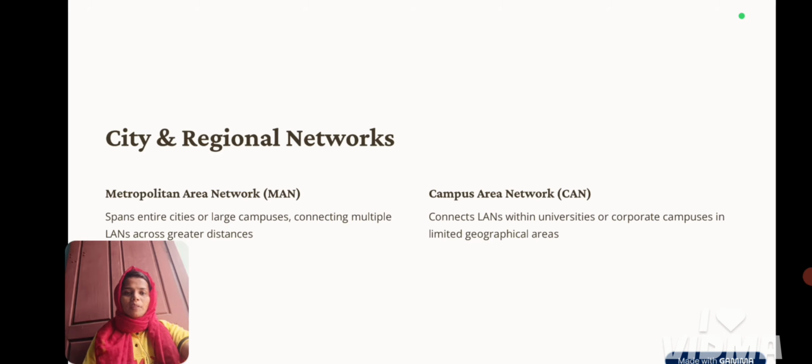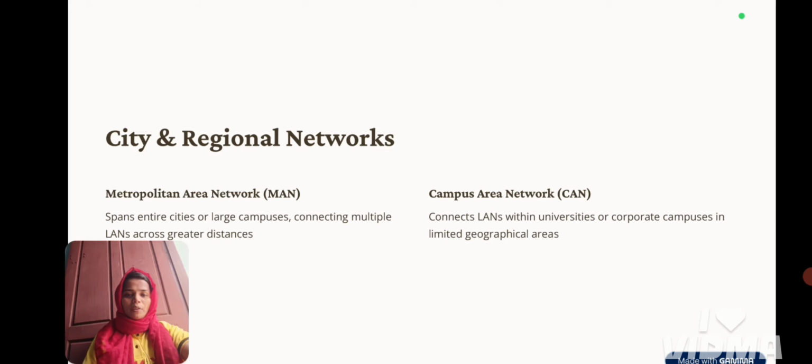In the offices, administrations and hospitals, they are using MAN in a large way, and we can also use this in the cities. Then the campus area network is also one of the MANs, but it is more limited than MAN. It connects LANs within universities or corporate campuses in limited geographical areas.